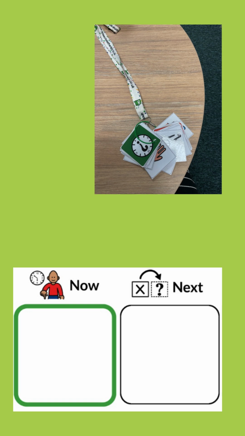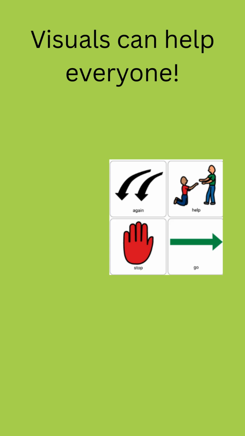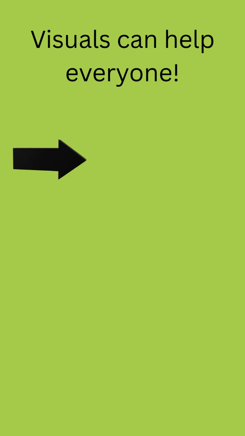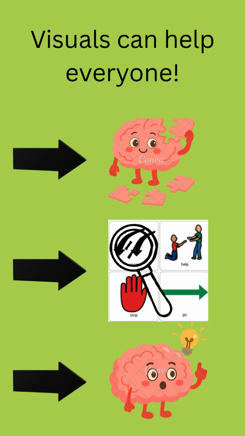So now that we have looked at two great types of visual strategies, the communication lanyard and now and next boards, the most important thing to remember is that visuals can help everyone. Spoken words can disappear quickly, but a visual can stay there to be looked at. These tools are powerful because they can help children process exactly what is happening in their day, see exactly what you mean, which can reduce frustration, and understand what you're saying more clearly. By using visuals, we're giving children a clearer way to navigate their world.